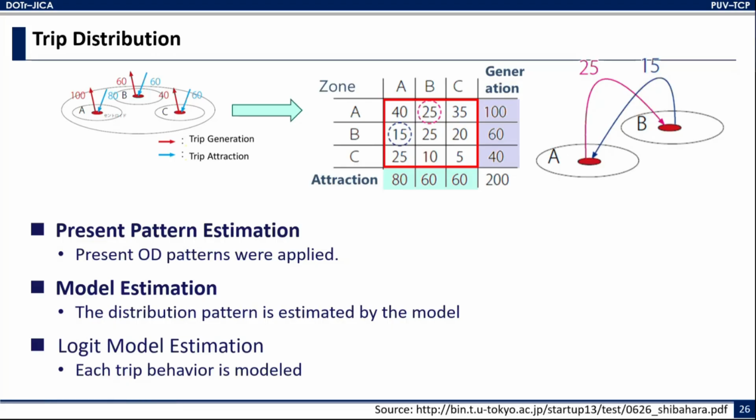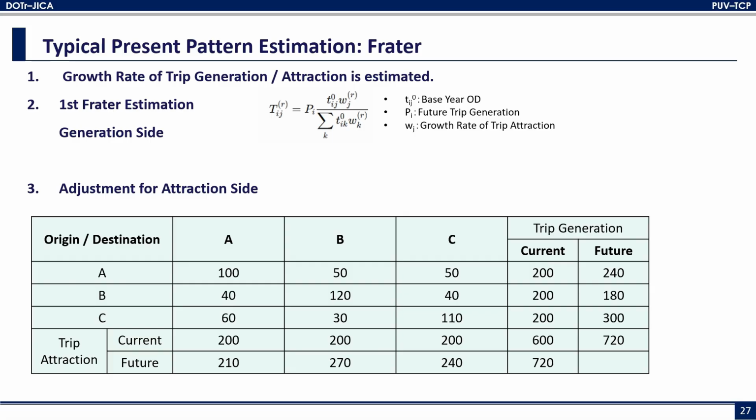And for the trip distribution methodologies, there are generally three methodologies. First one is the present pattern. Second one is the model estimations. And the third one is the logit model estimation. As the typical methodology of the present pattern estimation, I will explain about the Fratar method. The Fratar method is to estimate the future trip distributions through the growth ratio of trip generations and attractions from the present to the future. Then the future trip distributions can be estimated from this formula.